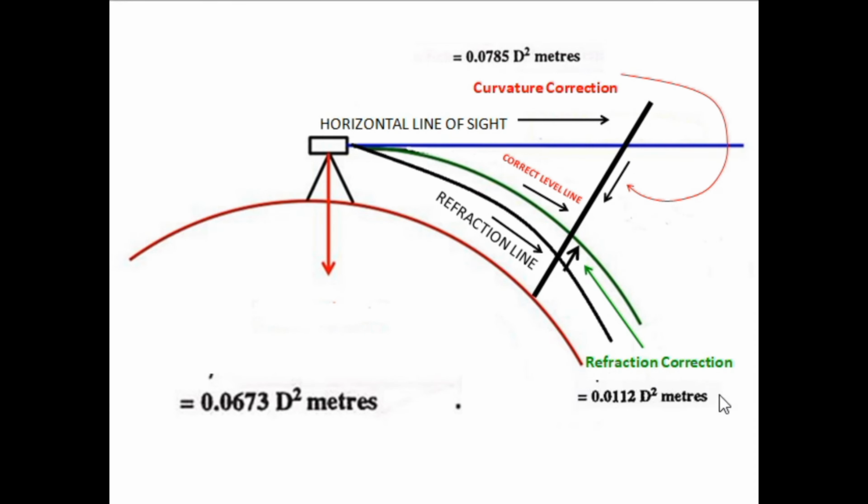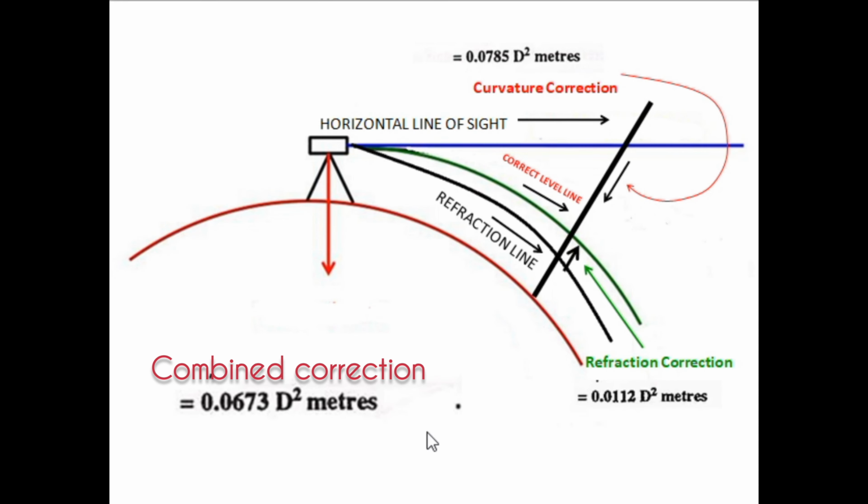And how much is that? It is a positive correction, that is 0.0112 d square meters, where d is in kilometers. Now see, the curvature correction is negative because the reading is coming down, and the refraction correction is positive. But why apply two corrections separately? So what we do is we combine both corrections, and we call it the combined correction, that is 0.0673 d square meters, and it is negative, because the curvature correction is a large value and the refraction correction is relatively smaller.